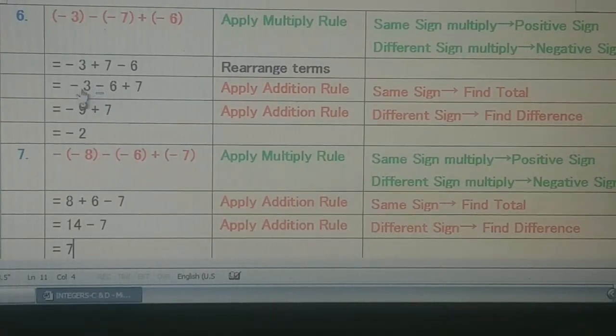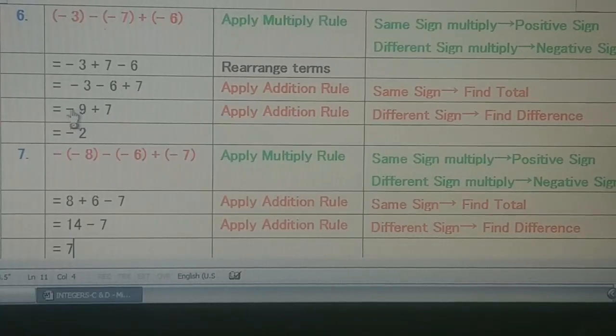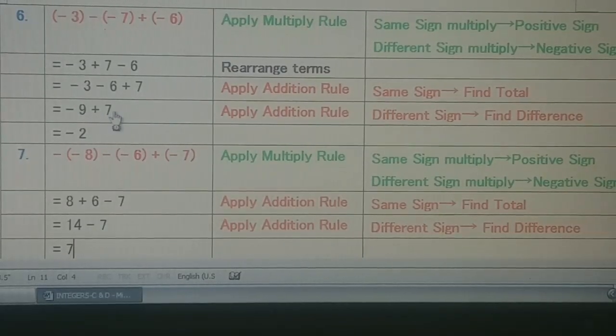So here we apply the addition rule, same sign, total. 3 and 6 total is 9. And we have to put the greater digit's sign. 6 is negative, so we have to put a minus sign. So minus 9. And 7 we copy as it is. Minus 9 plus 7.